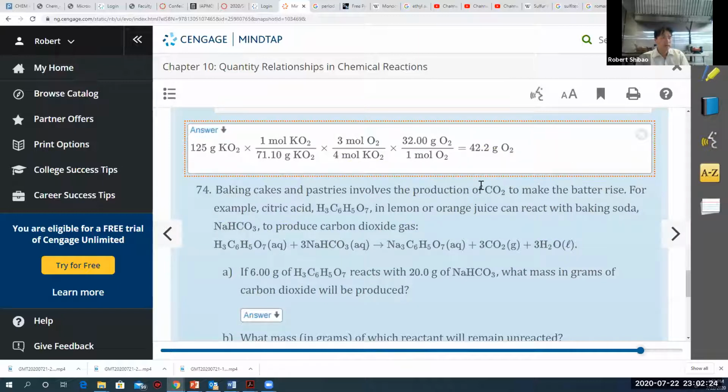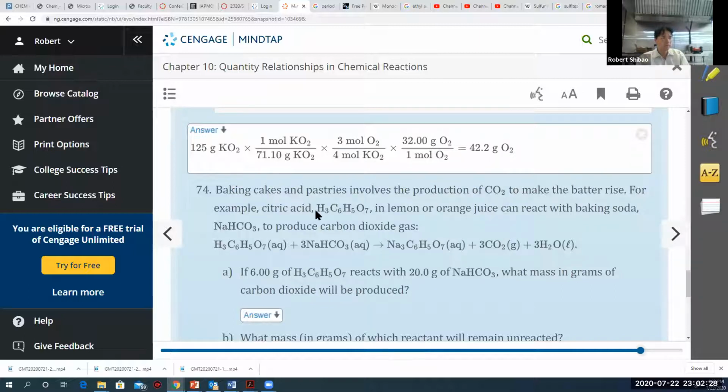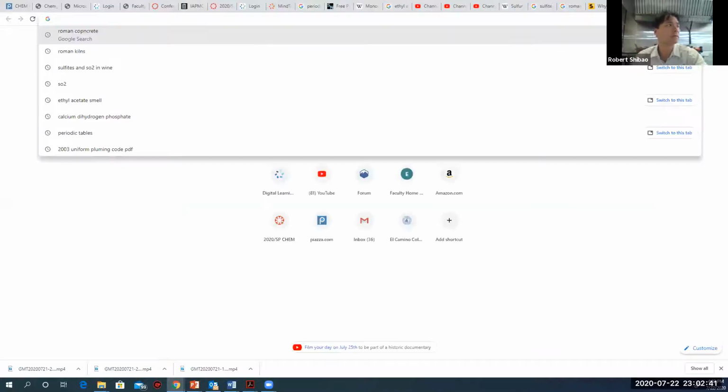Yeah, cakes and pastries need CO2 to make the batter rise. Citric acid can be used to react with baking soda. So here's citric acid. Citric acid is soluble, you know. Lemons have extremely high citric acid content, you know.